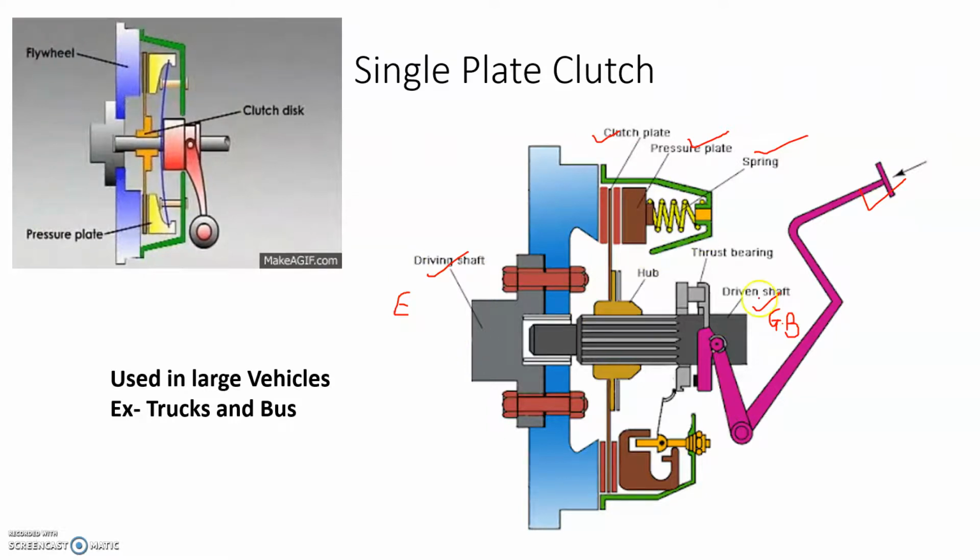Then we have a clutch shaft. Then we have a driving shaft. This clutch shaft is connected to the gearbox input shaft, and it is splined, on which the clutch plate can slide. So how do they work?